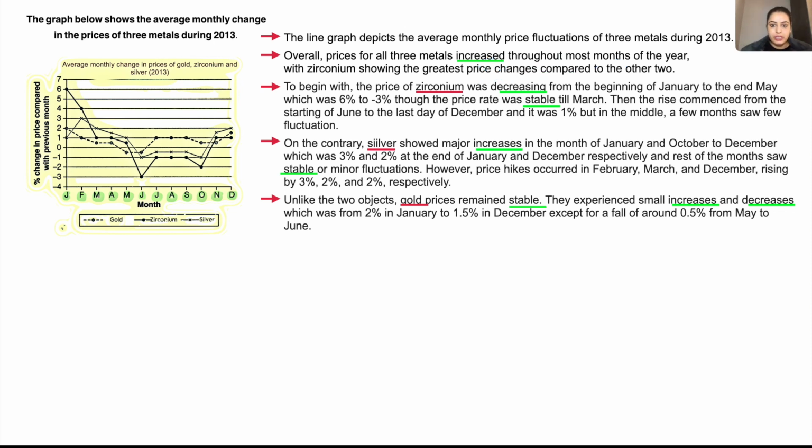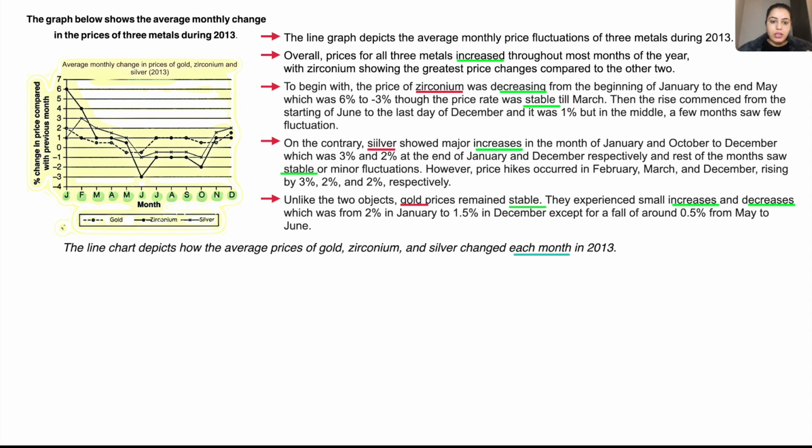So we are gonna write the introduction first. "The line chart depicts how the average prices of gold, zirconium and silver changed each month in 2013." All right. So here what we have done, we have written "each month" instead of "monthly." Okay. In the question it is written "monthly" and we paraphrased with "each month." And the second thing, if you are able to get, that is the sentence structure. We have totally changed the sentence structure here.